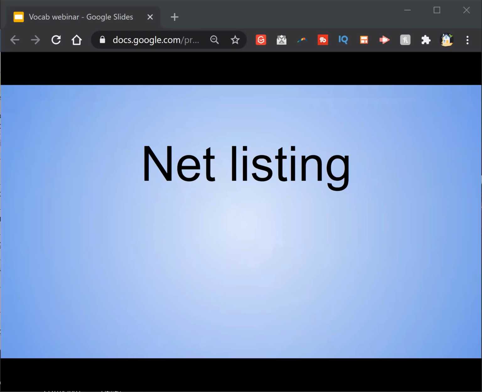Next one, net listing. What is a net listing? The key to this one is that this is not legal in every single state. Someone said illegal. If you are in a state where this is illegal, which is a majority of them, that is 100% accurate. So we've identified that it is illegal in most states, but we haven't identified what it is.